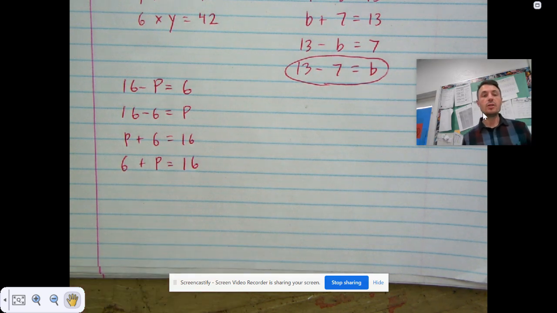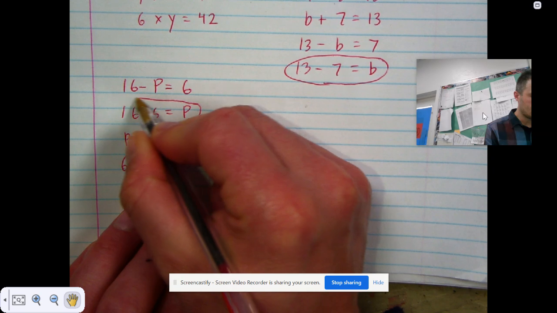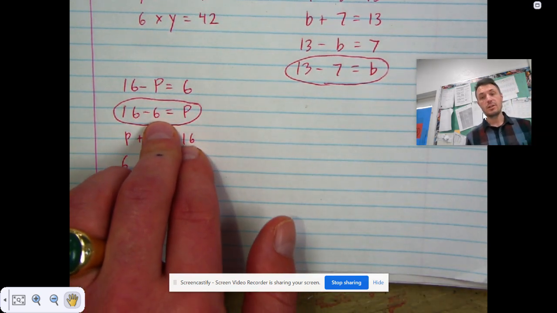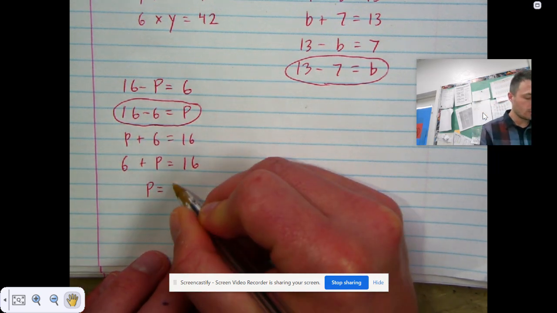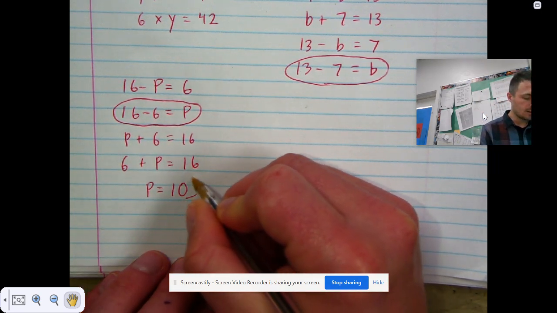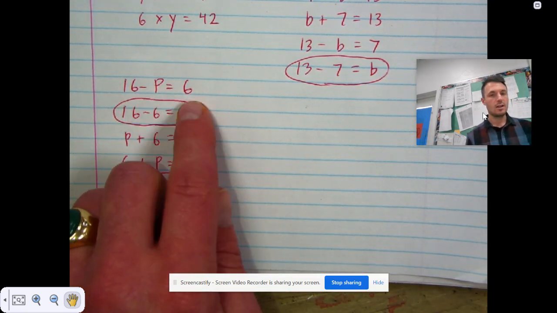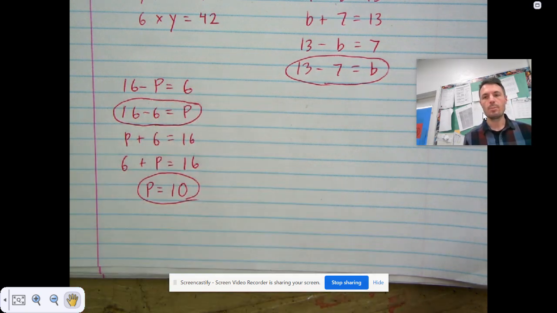Which of these has the unknown on the right side of the equal sign? It's 16 minus 6 equals p. So what's 16 minus 6? 16 minus 6 is 10, which means p equals 10. And that's the answer. P equals 10. So 16 minus 10 equals 6. And let's see, we've done all 4 operations now.